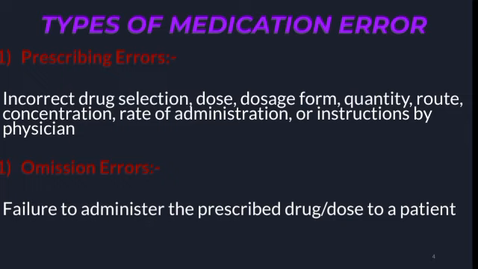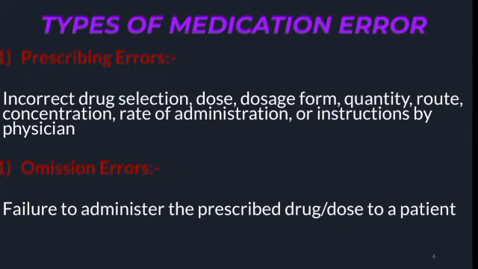Then dosage form. For insulin, which is given by the subcutaneous route, they will prescribe IV or IM. For the IM route, they mistakenly prescribe the IV route. The prescriber makes this kind of error, but the nurses do not recheck it. They do whatever is written in the prescription, right? So mostly this error happens due to the prescriber.